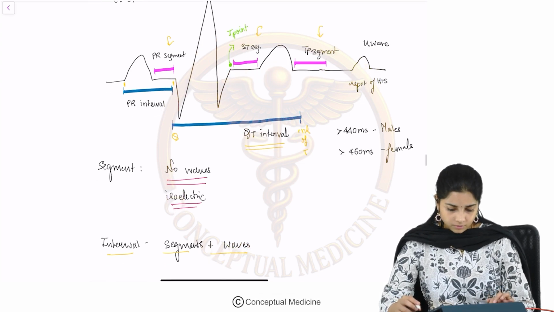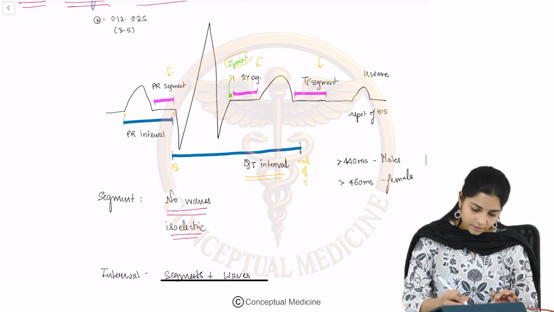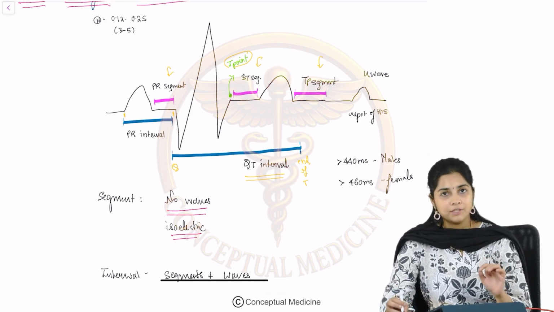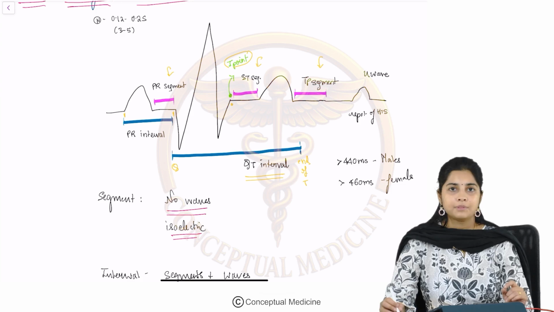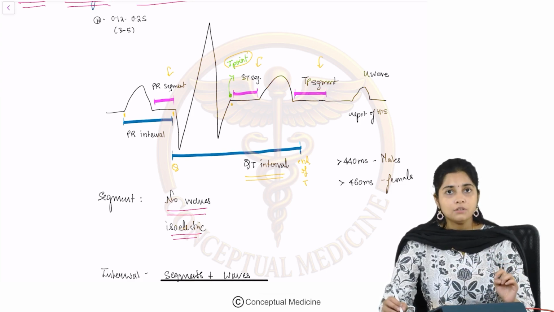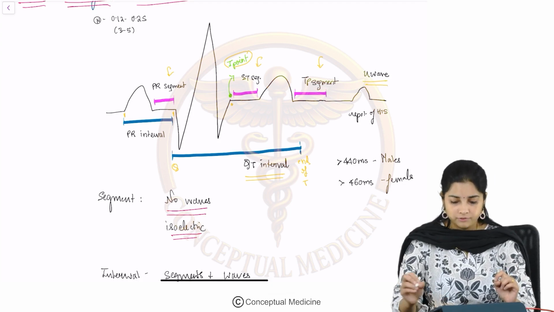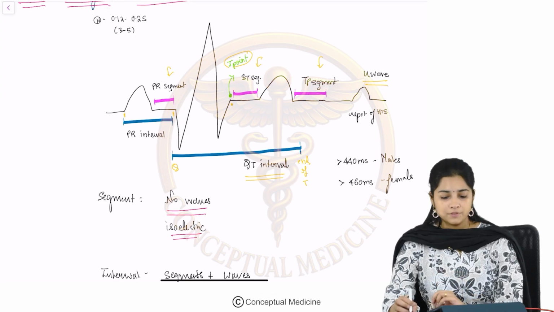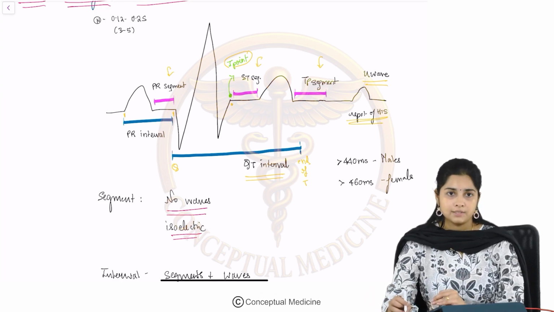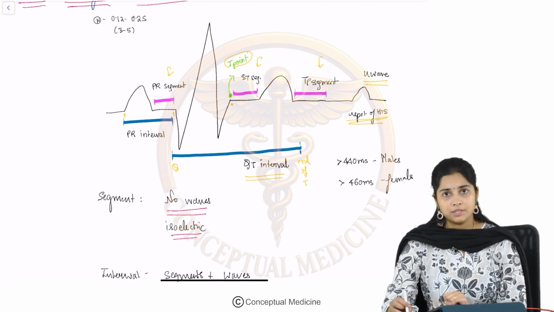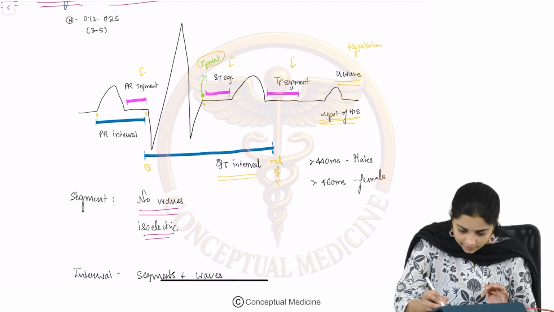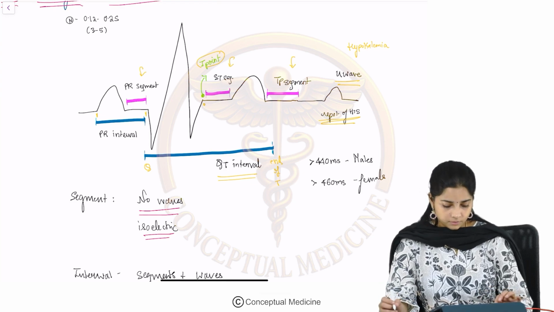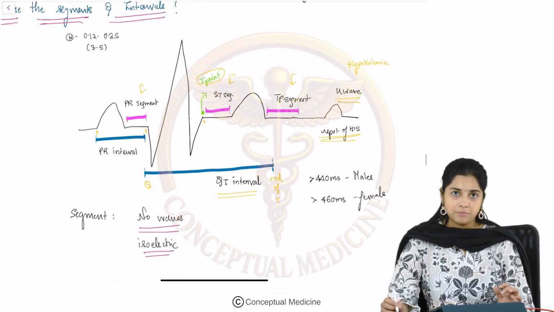Now, what is a J point? The point at which the QRS complex ends and the ST segment begins is called your J point. And what is a U wave? In some individuals, you can have a U wave which is generated because of repolarization of the bundle of His, and this can be seen in hypokalemia. So, this is about your various segments and intervals.